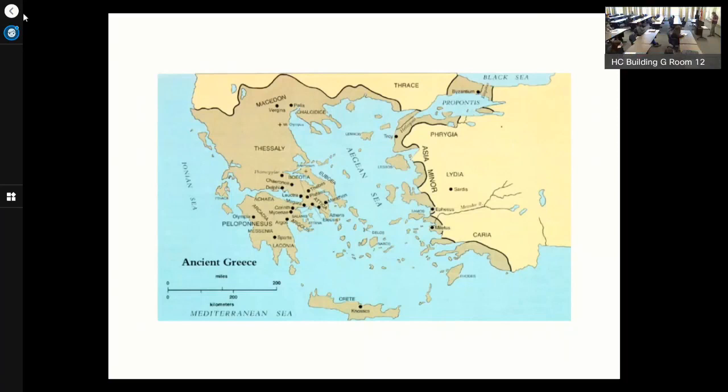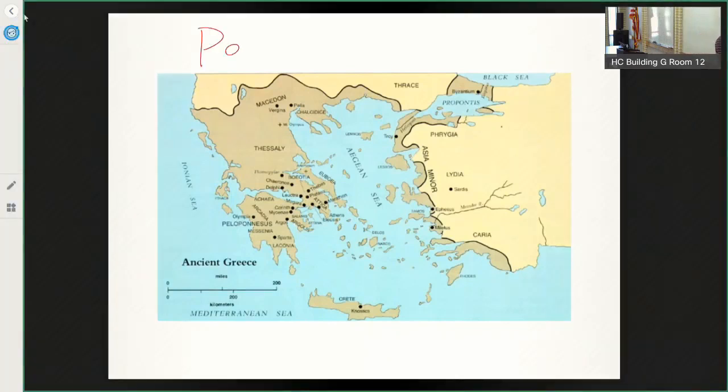We are independent city-states, etc. Each independent city-state was called a polis. And two of them will become the largest, the most powerful, the sort of big kids on the playground. What two city-states come to dominate the others? Not completely, but you get the idea. What are they? Athens and Sparta.